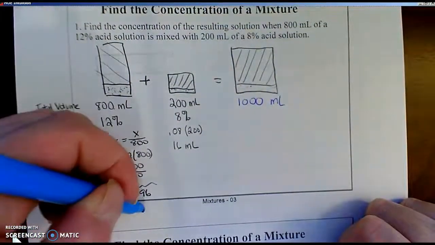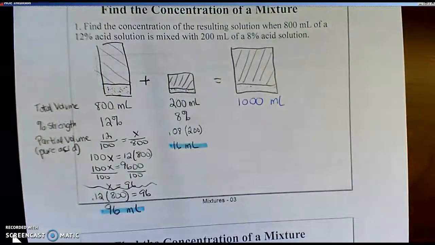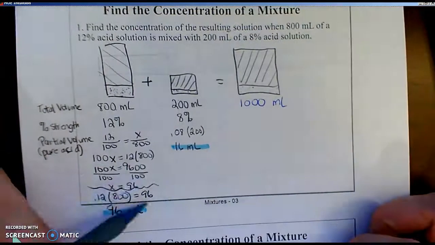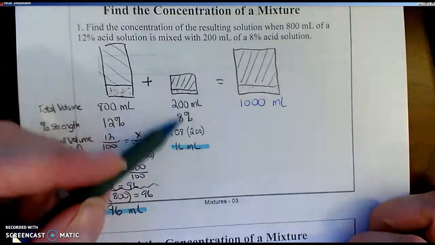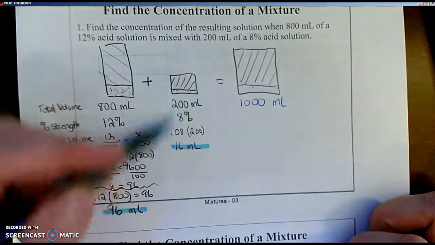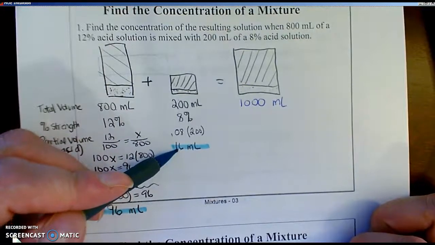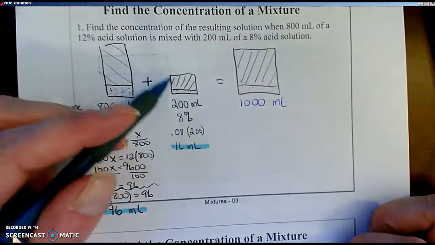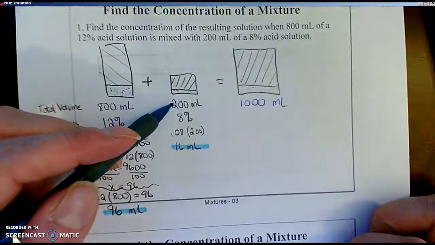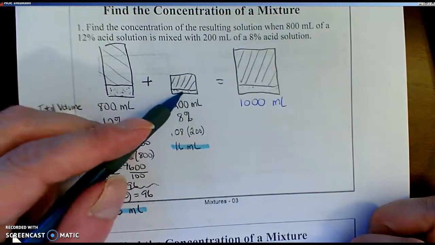So 96 milliliters of acid is from the 800 milliliters of the 12% solution. And you needed 16 milliliters of acid to make this 8% solution. That is 200 milliliters. 200 milliliters of an 8% solution contains 16 milliliters of acid, and the rest of it is water. So that's going to be, what, 184 milliliters? That's up here, that's the water, and the 16 milliliters is here.